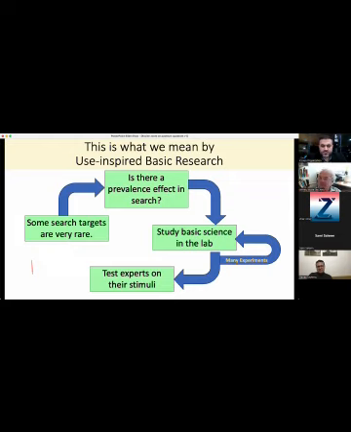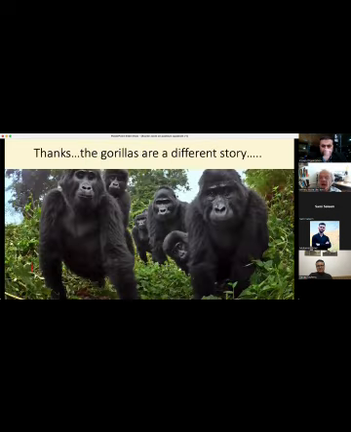And many of those ideas have not worked. They've produced interesting basic science, but that last important piece of this use-inspired basic research loop, to then somehow intervene in the world, in this particular case, proves to be quite difficult.